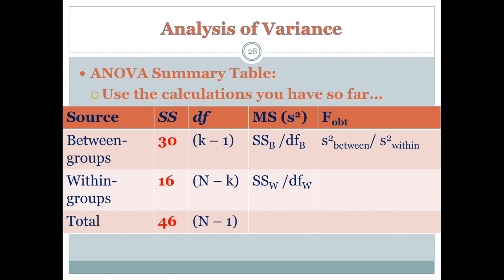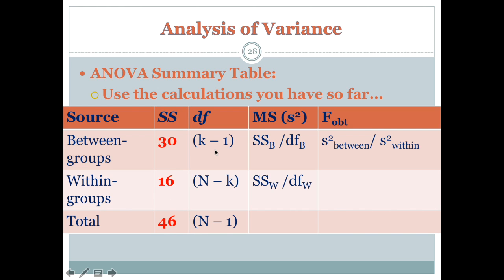Okay, so we have an ANOVA summary table here. It does look long, and it is long whenever you write it out on a piece of paper, but it does keep all the bits in order. So again, we have sum of squares between at 30. We have sum of squares within at 16, which gives us a sum of squares total of 46.